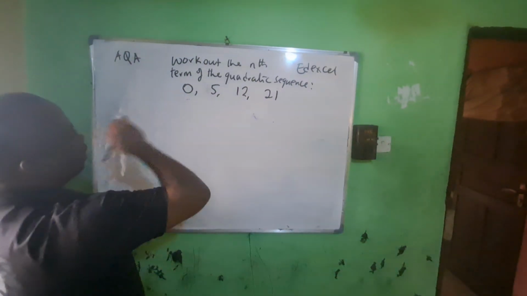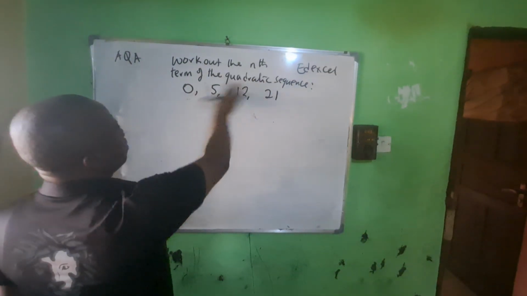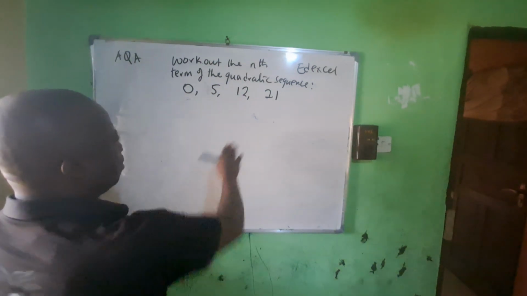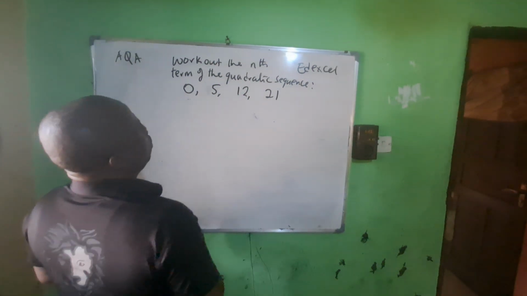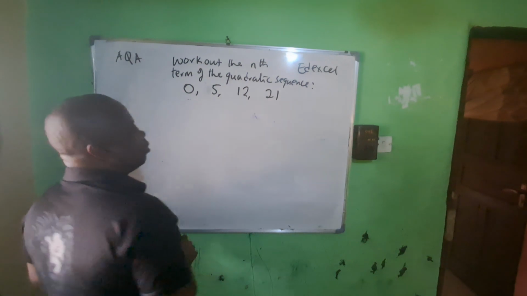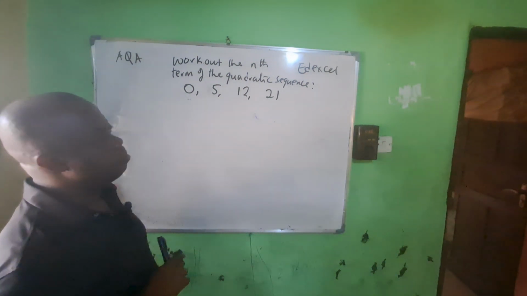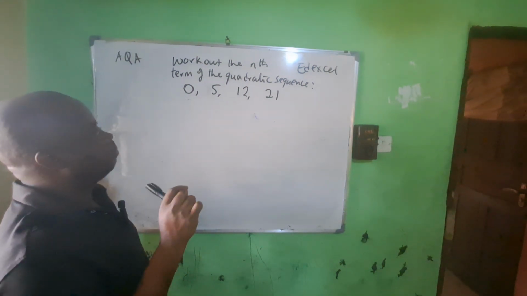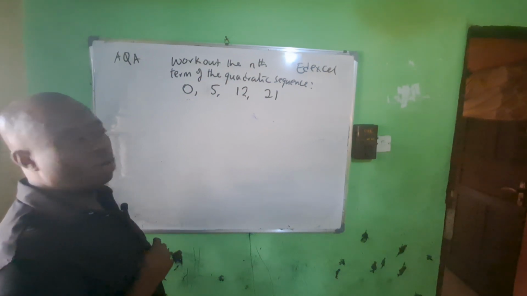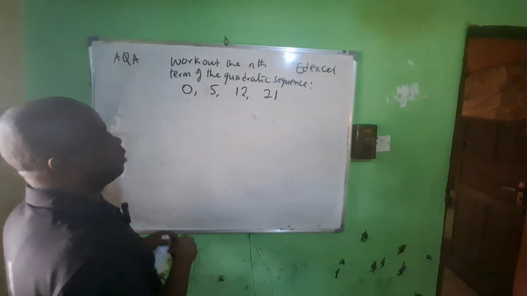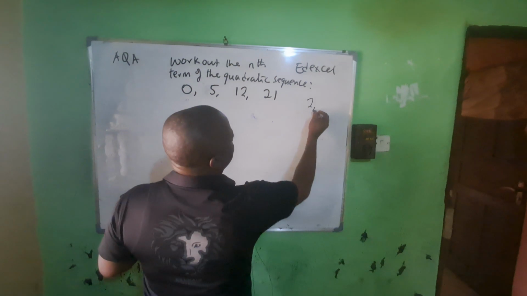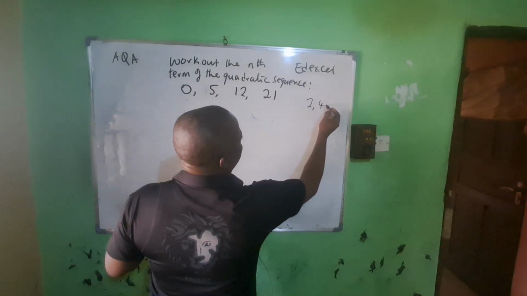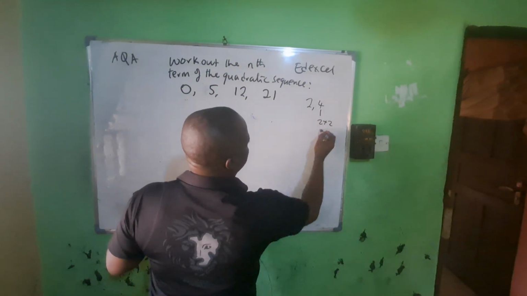Alright, first let's answer this question. We should work out the nth term of the quadratic sequence. For us to know whether a sequence is quadratic, the second difference is 2 or a multiple of 2, that is, 2, or 4, which is 2 times 2, or 6, which is 3 times 2.